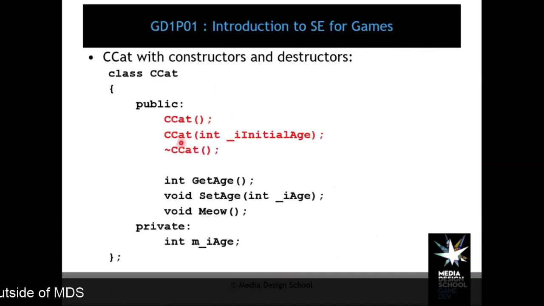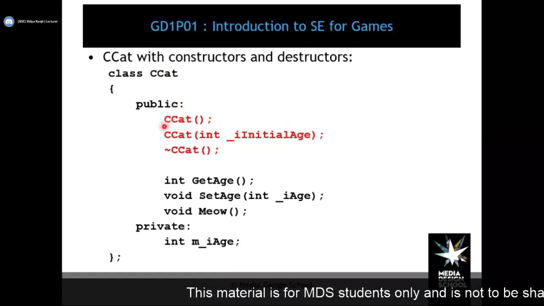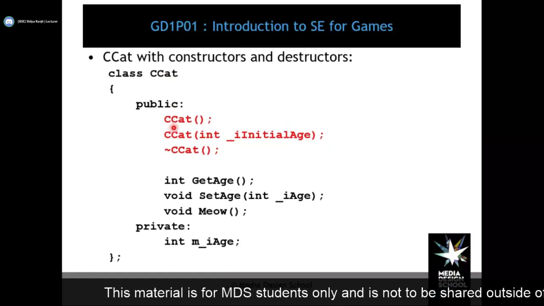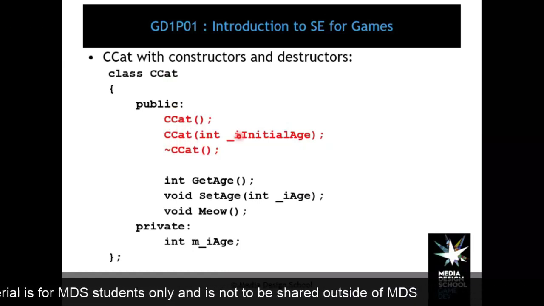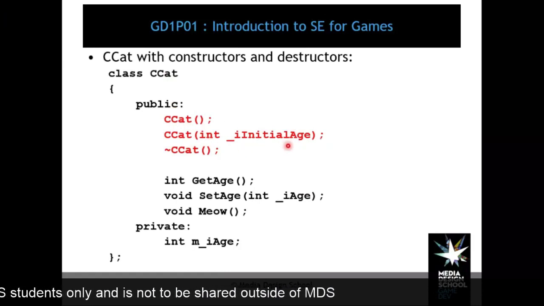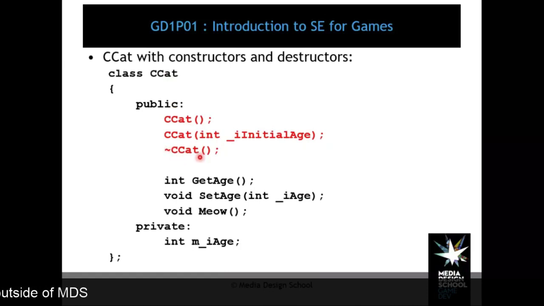All right. So you've got the CCat class. This is the first constructor. You can see there is no return type, just the class name. This is the way I recognize that this is a constructor of my class CCat. You've got another constructor CCat with a single parameter. And then you've got a destructor. How do I know it's a destructor? Because there's a tilde operator before the destructor name. And then you have your normal functions.